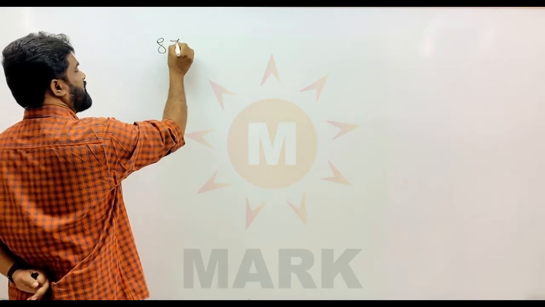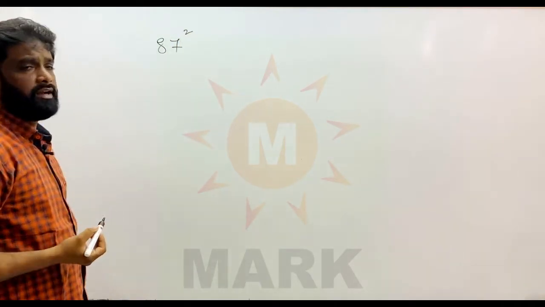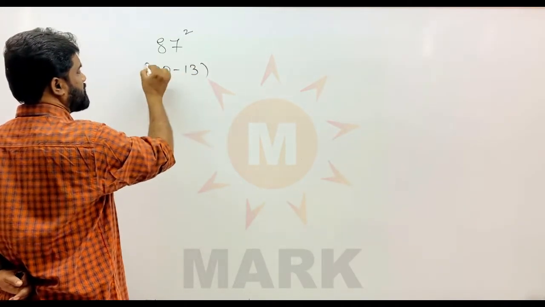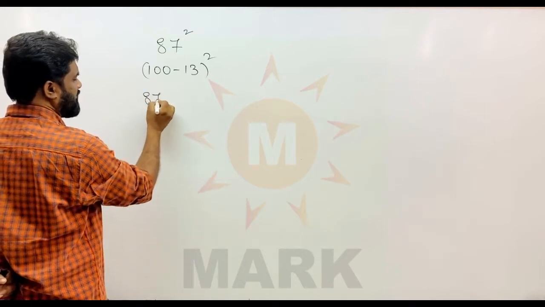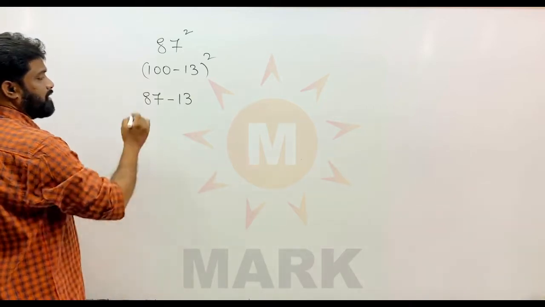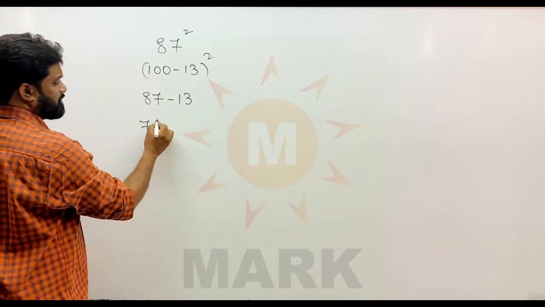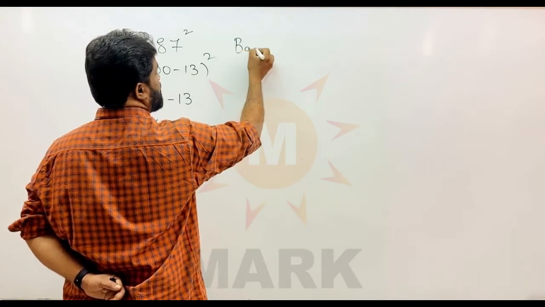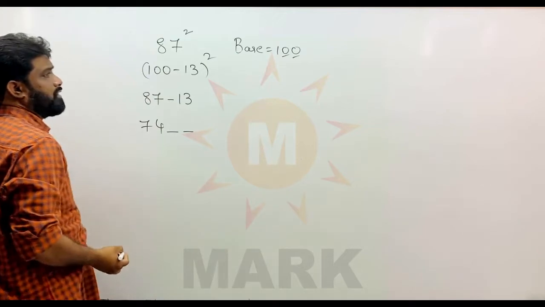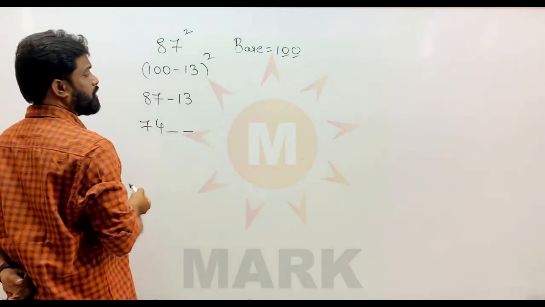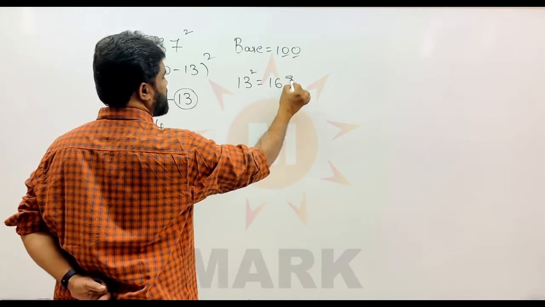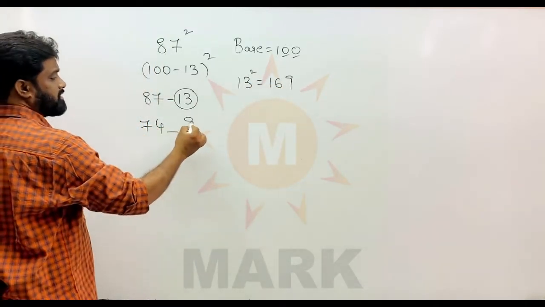Suppose, friends, I need to find 87 whole square. That means it is nothing but 100 minus 13. So first I will take 87 minus 13, which is 74. Now the base is 100, so 2 zeros are there, that's why I give 2 slots. How do we fill these 2 slots? With the whole square of this number. What is 13 square? 13 square is 169. How to find it?